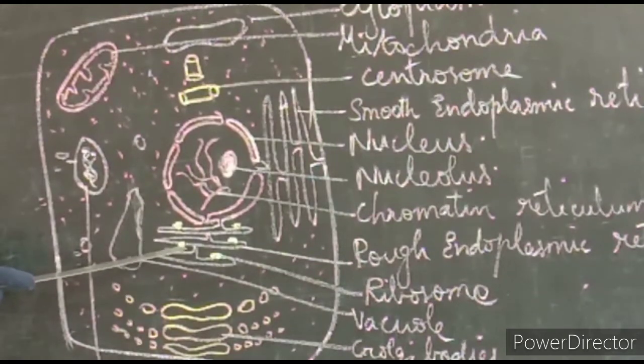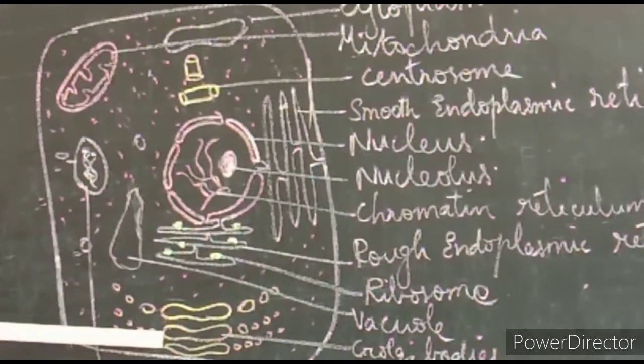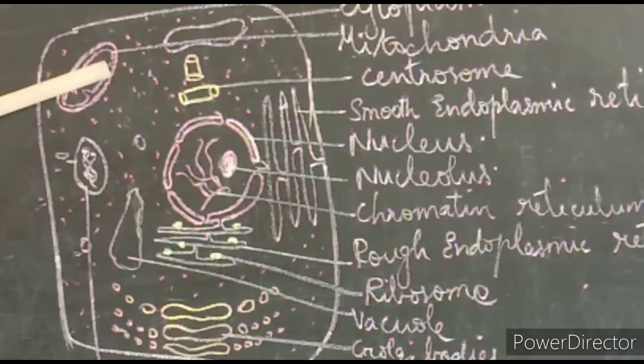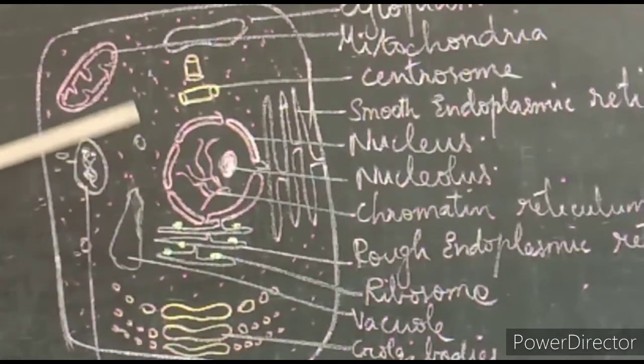Ribosomes are helpful for the cell in the synthesis of protein. Proteins can be synthesized with the help of these ribosomes. Here the Golgi bodies are present. Okay. Now these are all the cell organelles present inside the animal cell.